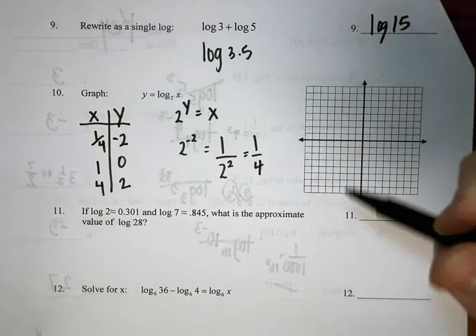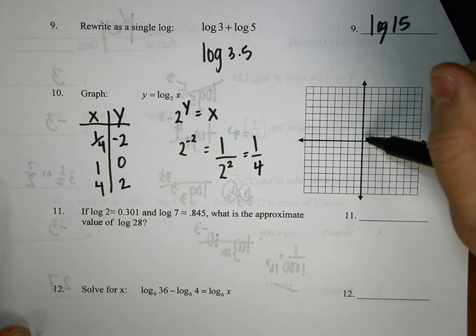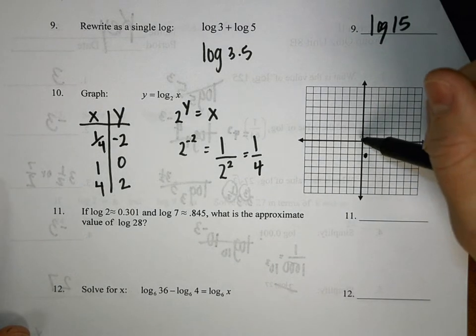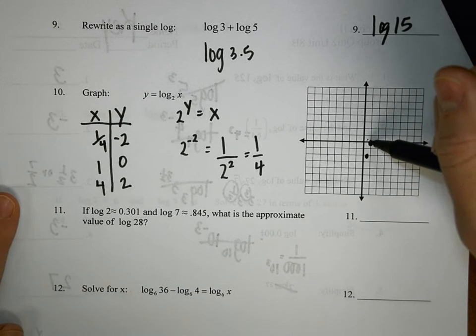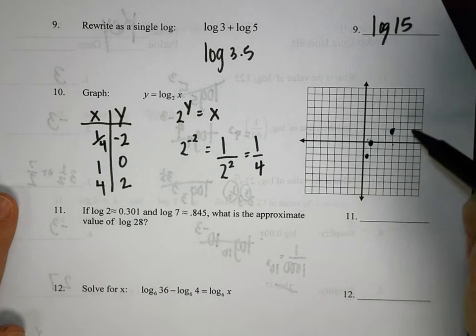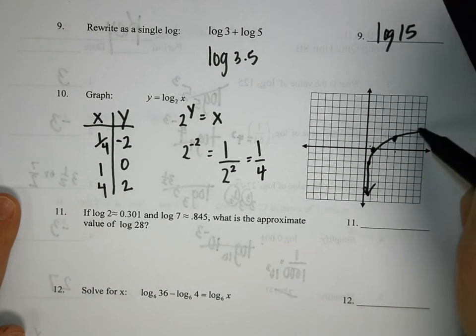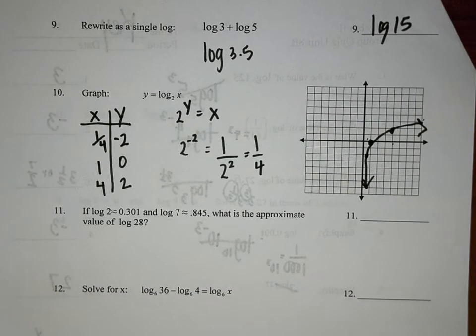Okay, so when we graph this, if I'm going 1/4, 1/4 is in between 0 and 1, right? So 1/4 and down 2 and make a point. On the x, I go over 1 and up 0. There is my next point. And then over 4, 1, 2, 3, 4, and up 2. So my line or curve looks like this. Questions on the graph?